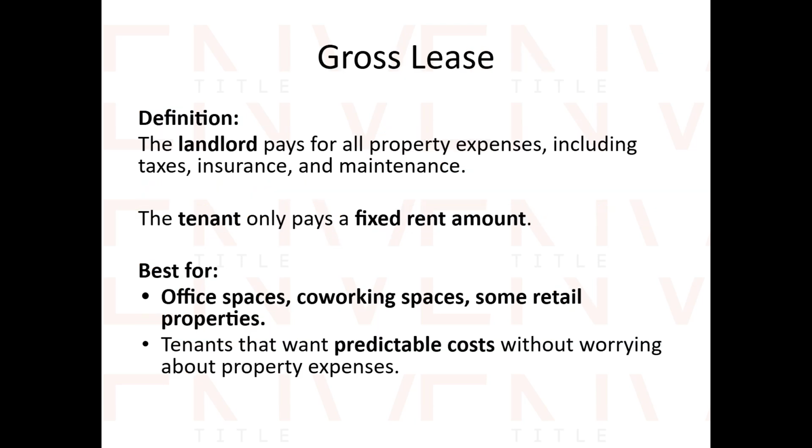Now, the next one you can get into is the gross lease. On this one, the landlord pays for all property expenses. Remember, with triple net, the tenant pays. On this one, the landlord pays, including tax, insurance, and maintenance. The tenant just pays a very simple, fixed payment. Say your rent is $5,000 a month. That's it. You don't have to pay for anything else. You don't have to worry about anything. Everything's included. You just pay your $5,000 a month and you're done.